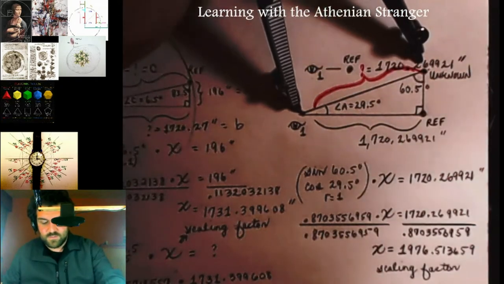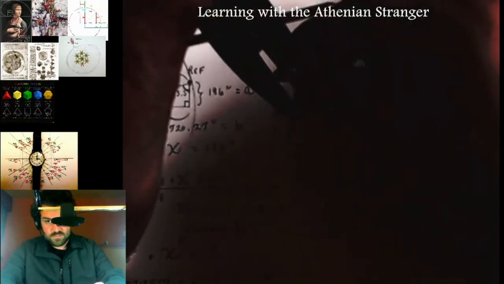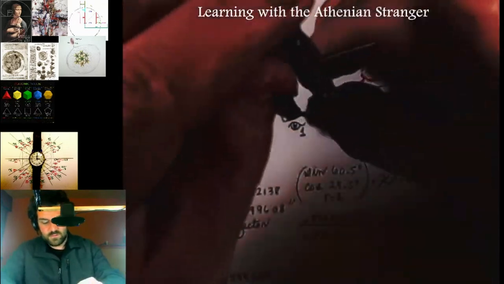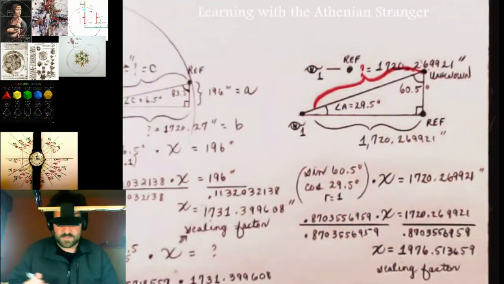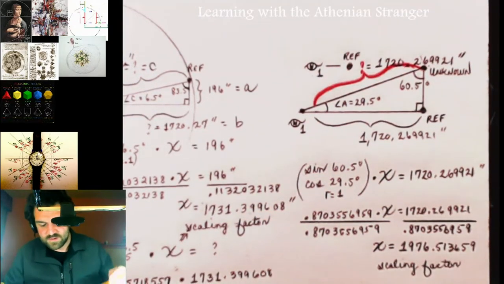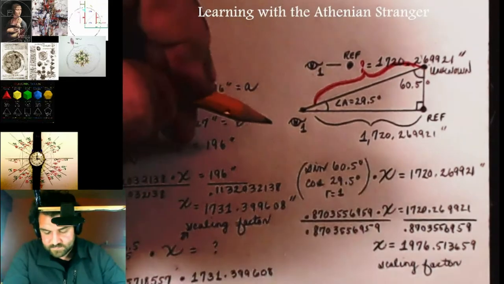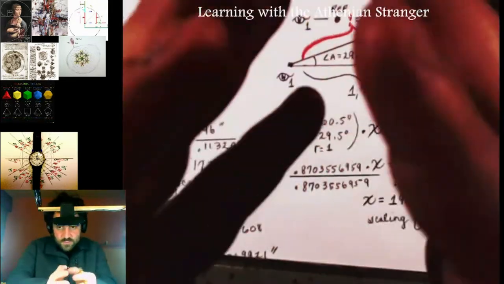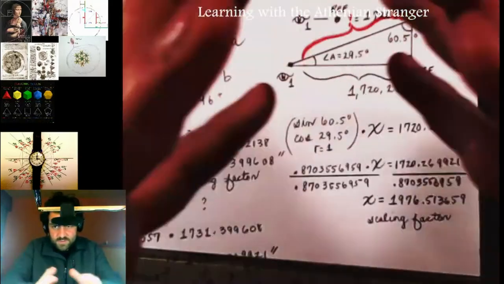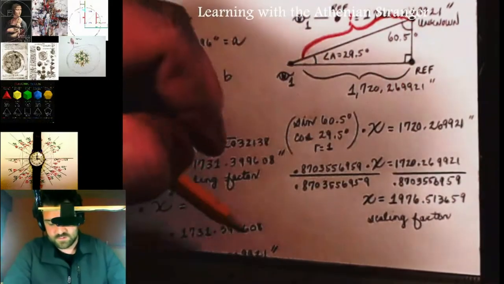So we went from a 1 inch unit circle to 1976 inches. We scaled up. So that's why our sine and cosine values jumped, and that's why I'm calling this the scaling factor. Because we started with a little circle and we're scaling up to a big circle, all right?